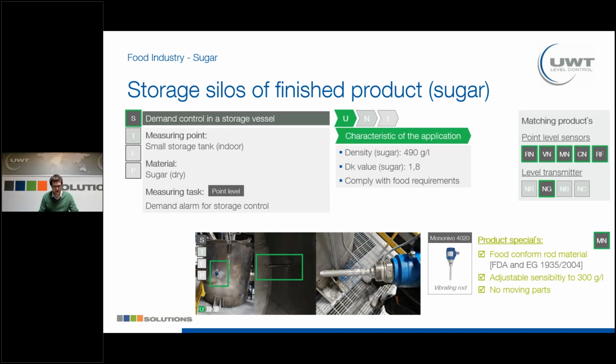Why is it easy? Because in this application, we could also use a rotary paddle. We can use a VN. The solution here, or the customer decision, was a Mononivo. It would also be possible to go for a Capanivo or also for an RF Nivo. Here in this 3-meter high vessel, there could also be another solution for continuous level measurement. What would perfectly fit here?